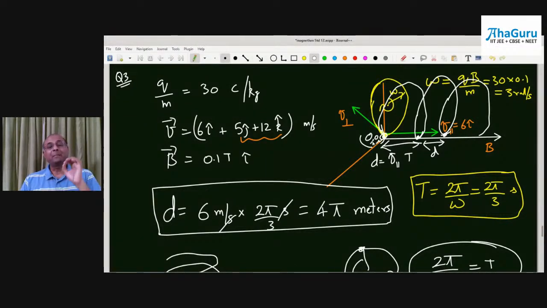So will it keep coming back to the x-axis? Yes. Will it keep coming back to the same point on the y-axis? You can't say that, right? But it will come back to the same y height because it's going to keep doing these circles. I hope that is clear. So this is how we solve this problem.